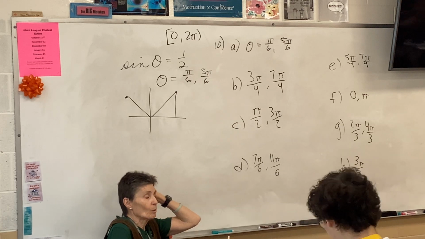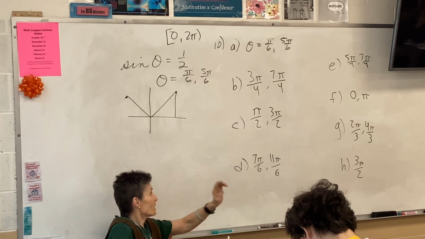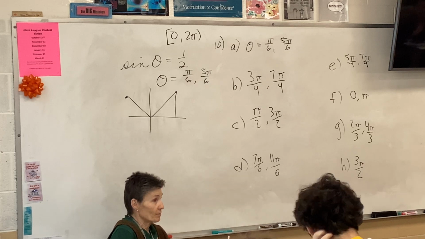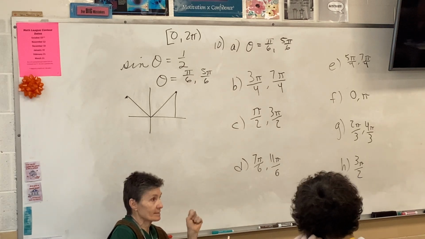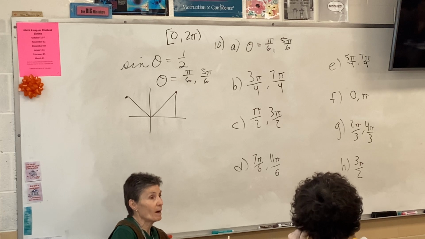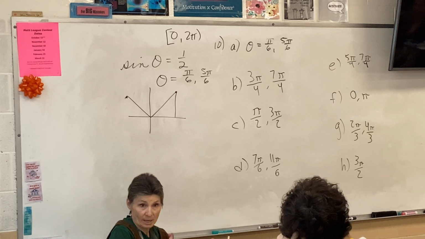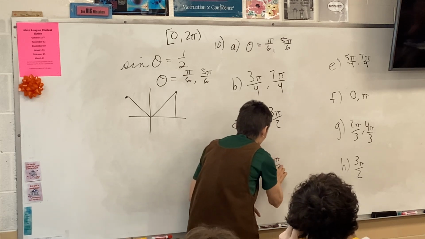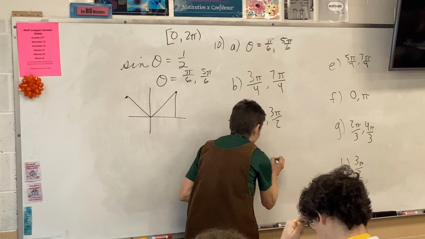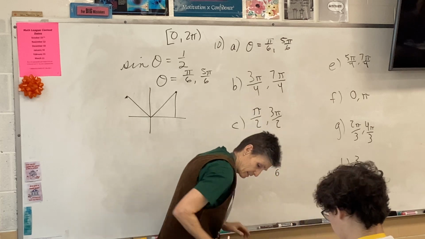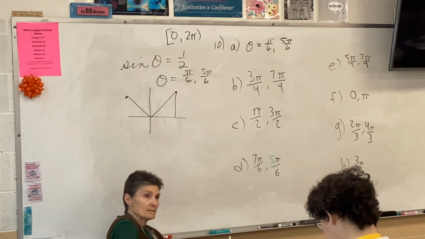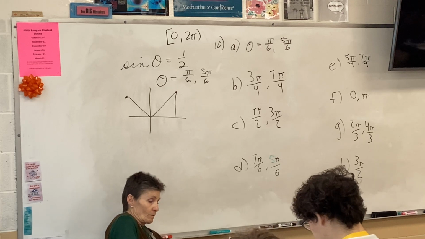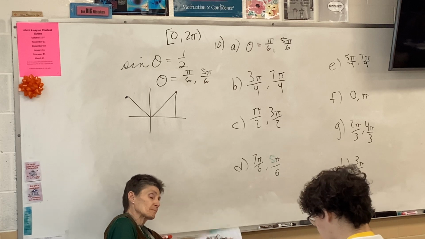Here is what worries me about D. Which quadrant is 11 pi over 6 in? The fourth. And what do I know about X in quadrant 4? It's positive. And I need X, cosine, to be negative. So I think, should this be 5 pi? Does that make sense? Yeah. We'll get to it in a second.